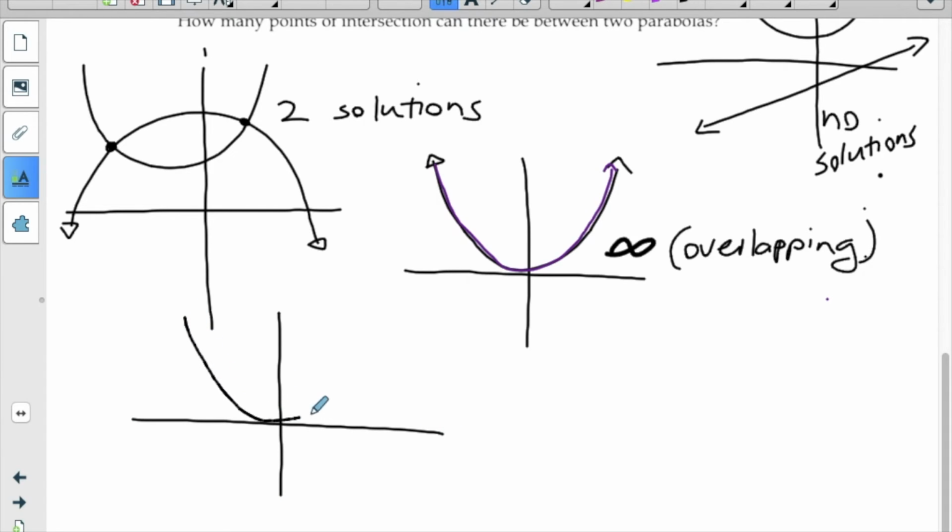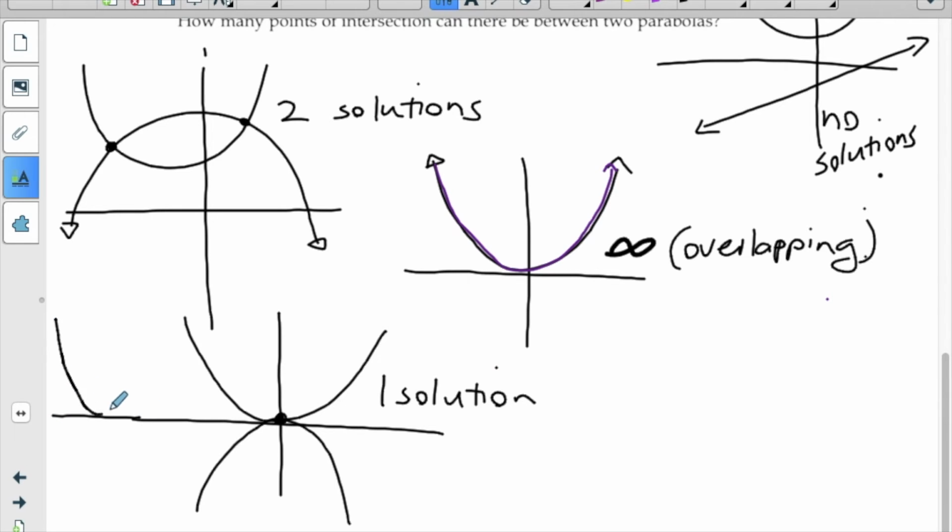Yeah, if the vertexes are touching. So here they would have to meet at the vertex. And in fact, this doesn't have to be one opening up and one opening down. It could also look like this, where one is just wider than the other.